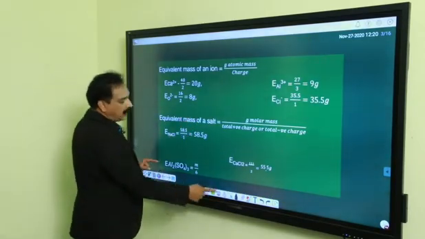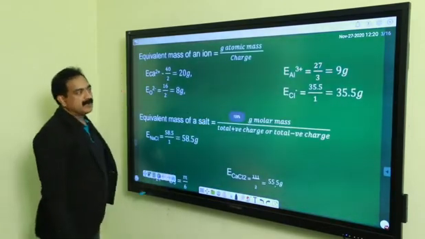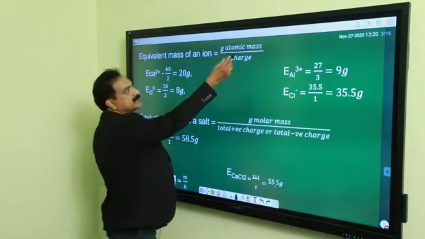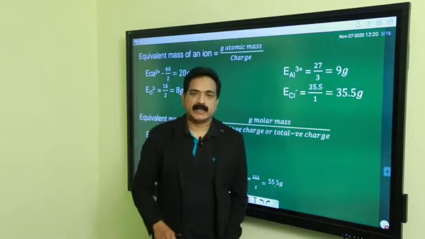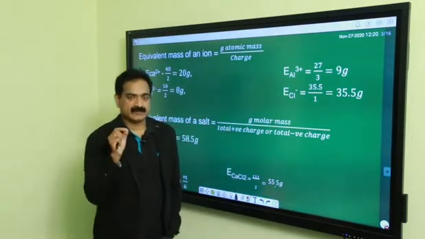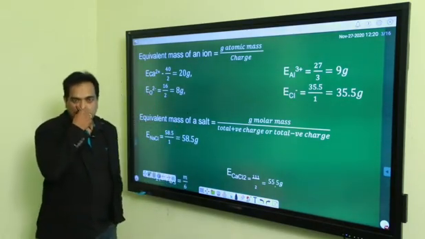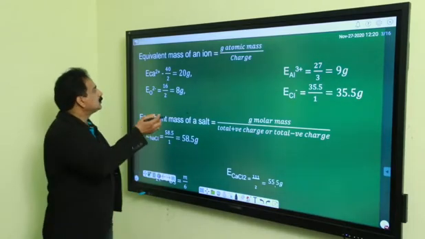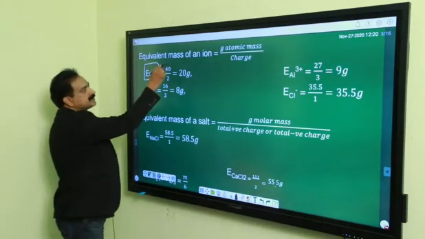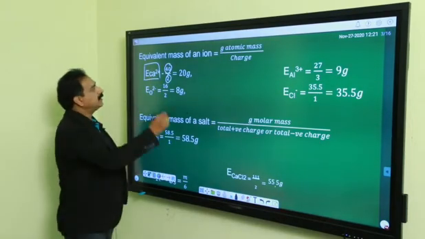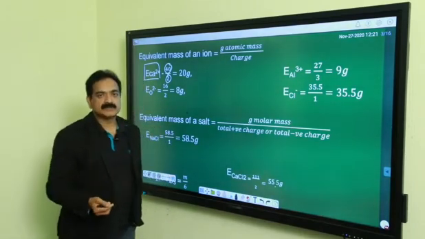Now comes how to calculate the equivalent mass of an ion. The equivalent mass of an ion is given by its atomic mass, simply because by losing or gaining an electron the mass is not changed, as we consider the mass of an electron to be negligible. So the equivalent mass of calcium is its atomic mass divided by the charge, that is 2 positive. That is the same as the equivalent mass of the atom.